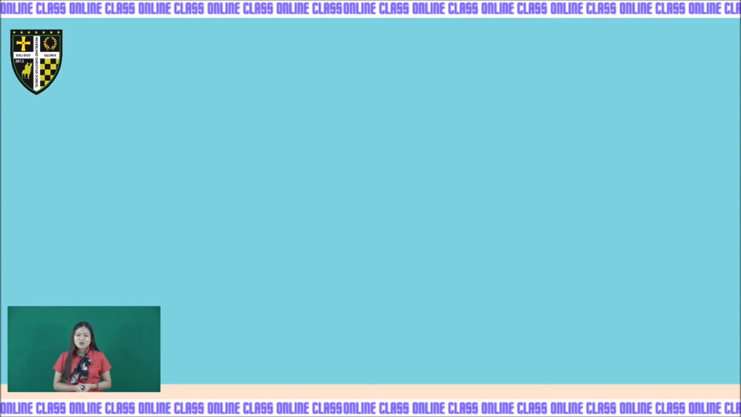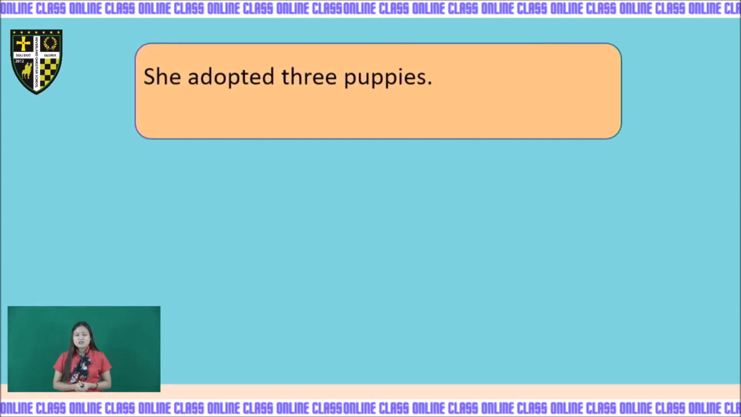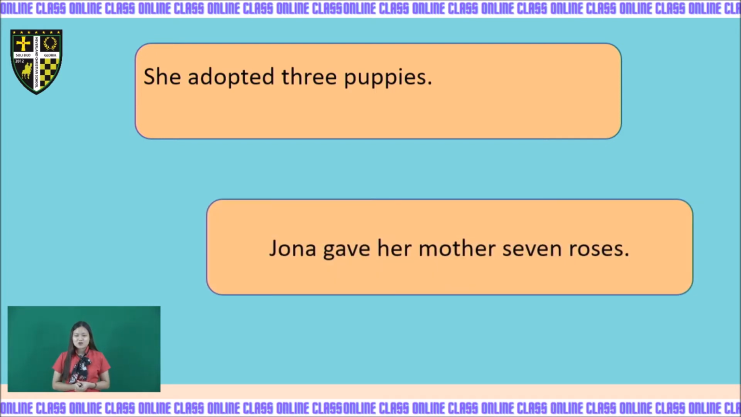Next one, we have, she adopted 3 puppies. So the example is 3 puppies. It can be counted, right? Next one, we have, Jonah gave her mother 7 roses. Again, Jonah gave her mother 7 roses. 7 roses is an indicator that it is considered a count noun, or an example of a count noun.